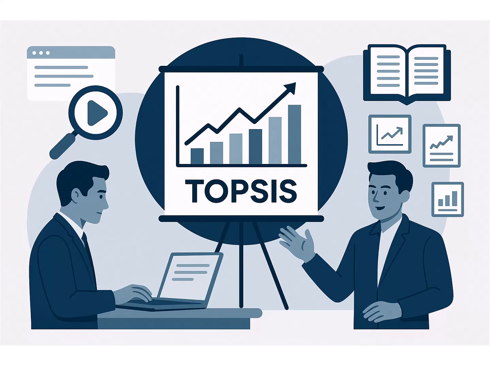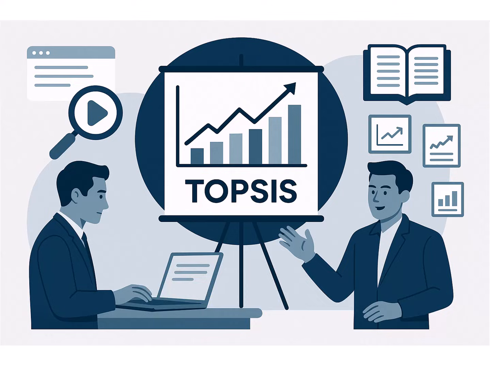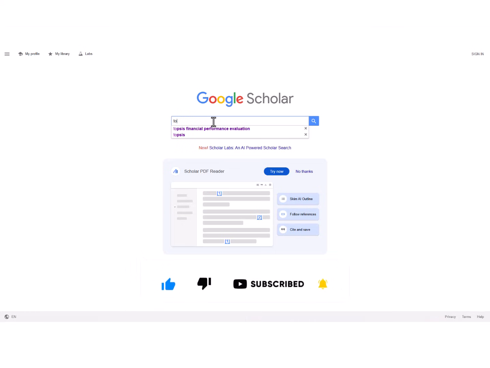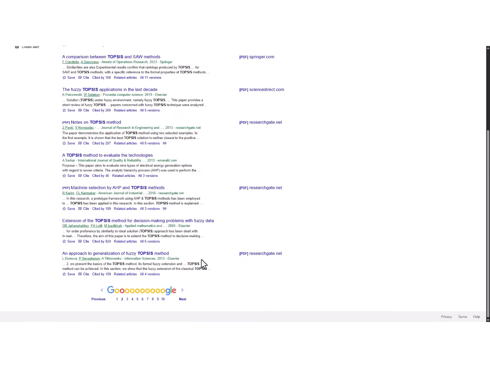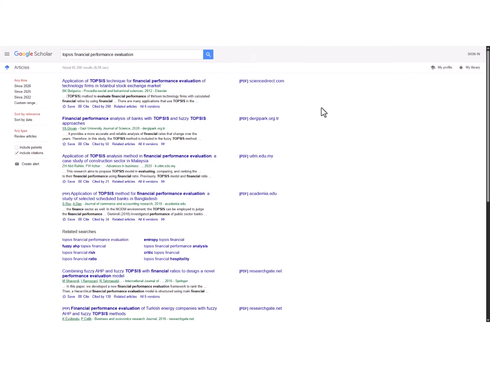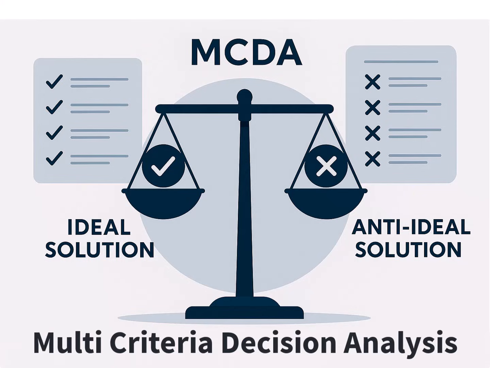Now, the method explained in this video is called TOPSIS, which stands for Technique for Order Preference by Similarity to Ideal Solution. And it's widely used across different fields to compare test results or selection criteria and determine the best option to move forward with. If you search for TOPSIS online, you will find thousands of results, including academic papers that describe or use this method in various ways. And it should be no surprise that this method is also very popular in the field of financial performance evaluation. The TOPSIS method is also known as a multi-criteria decision analysis, or MCDA.